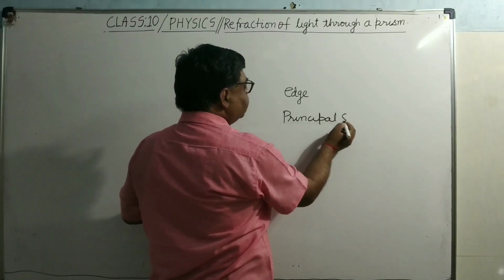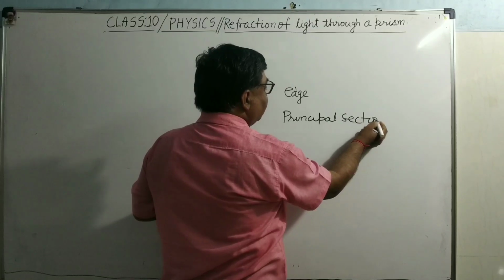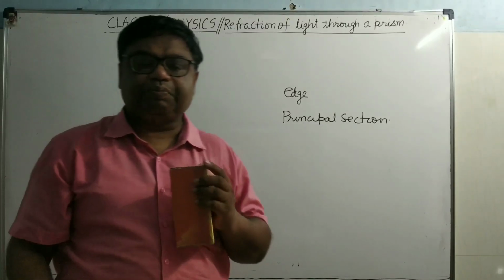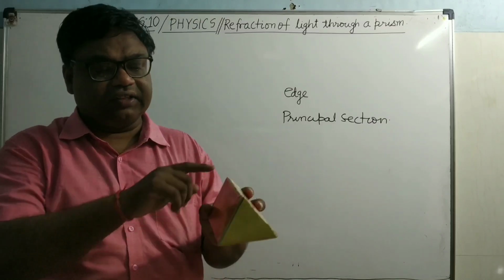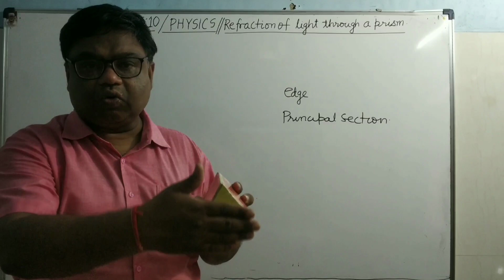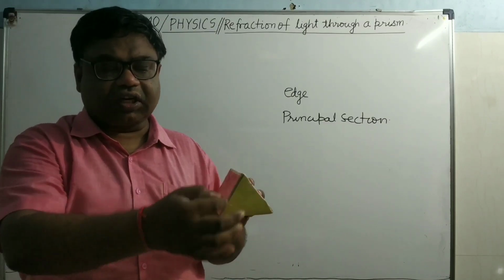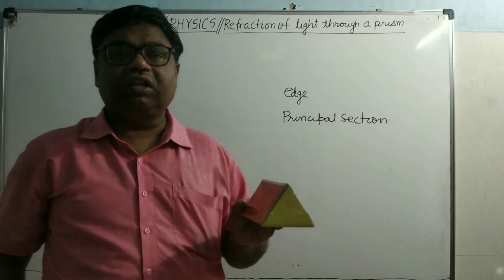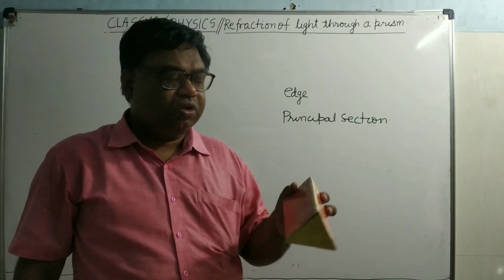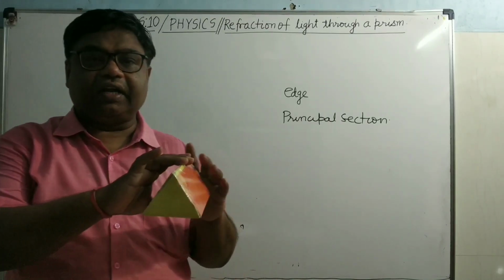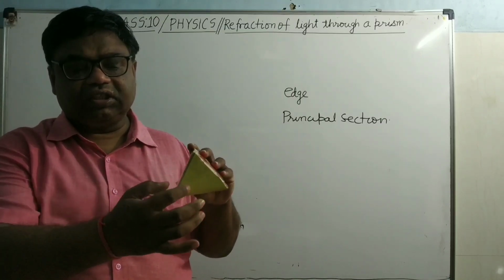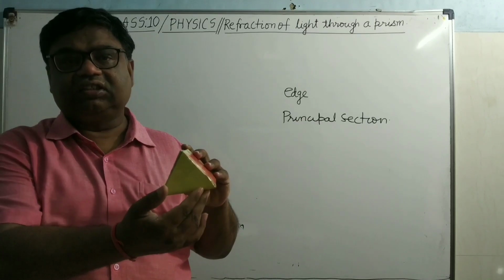Section of the prism. It is that surface which is perpendicular to the refracting edge, which is triangular in shape. It's called the principal section of the prism. Is it clear? Now here this prism is an equilateral prism. If you see, all the angles are 60 degrees, 60 degrees and 60 degrees.